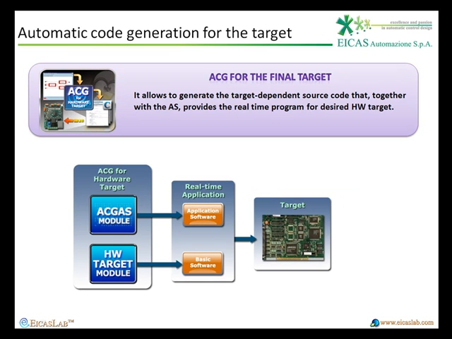The HG for the Hardware Target Advanced feature, available in the Target module, allows to generate the basic software that is a target-dependent source code able to manage the hardware target interfaces and the real-time scheduling of tasks in the board that, together with the application software, provides the real-time program for the desired hardware target.